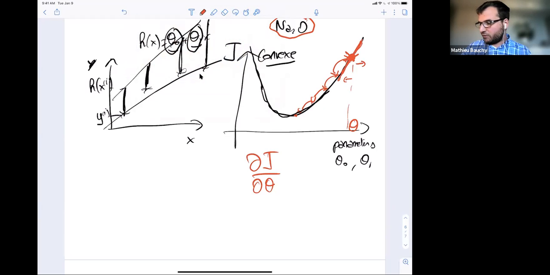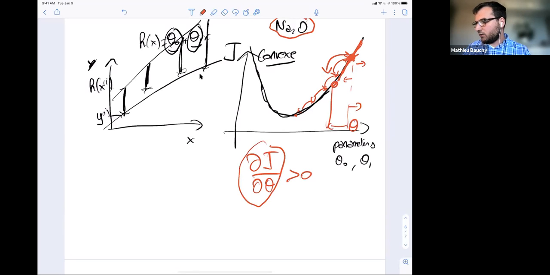And based on this derivative, based on this gradient, if you find that the derivative is positive, it means that if you increase theta, the cost function is going to increase. Then in that case, you will want to decrease theta to go towards the direction of minimizing the cost function. You decrease theta, recalculate the new cost function, decrease theta again, recalculate the new cost function until you find the minimum.